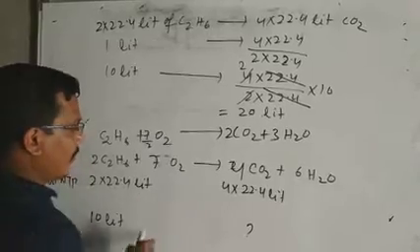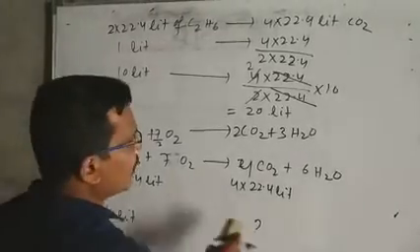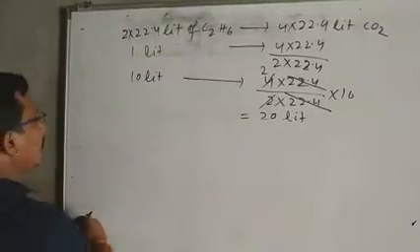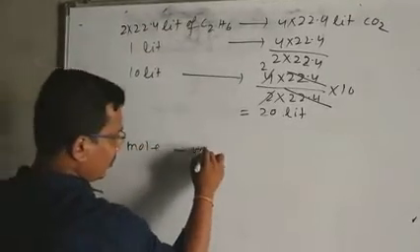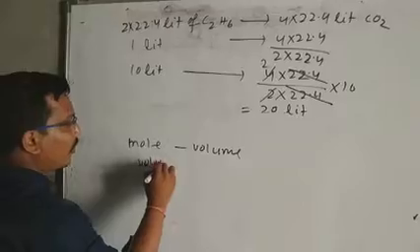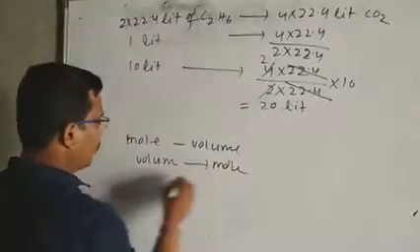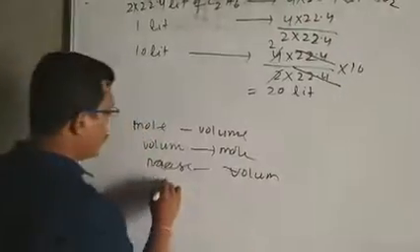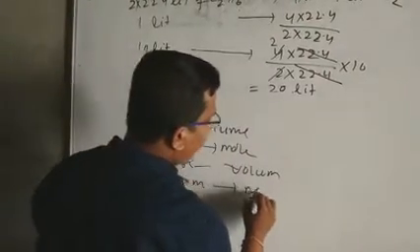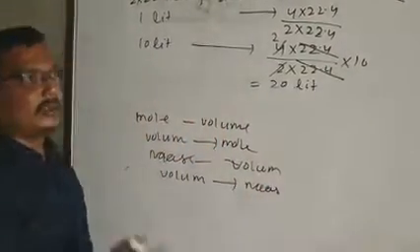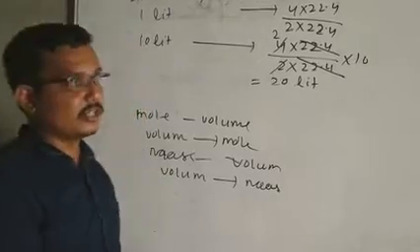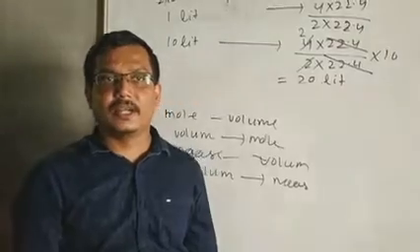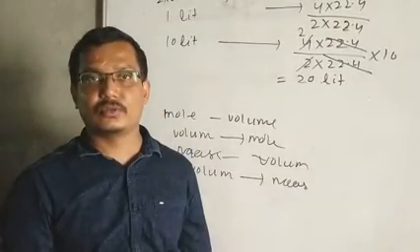This is said to be the volume relation. Like that, we can also solve various types of problems like the mole volume relation. Next is the volume mole relation. Next is the mass volume relation, the volume mass relation. You can think about different types of relation with the help of a balanced chemical equation. This is all about stoichiometry calculation and different types of stoichiometry calculation.